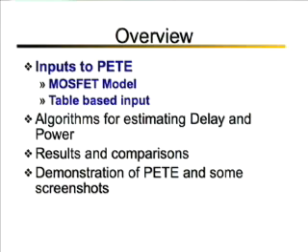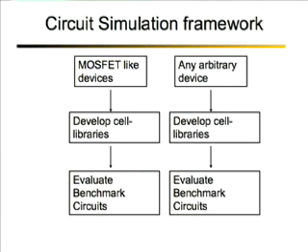So first, let's look at the input to the tool. We'll talk about a MOSFET-like model and a table-based input model. The tool can essentially work with two kinds of data input. One is a MOSFET-like device, which is characterized by a subthreshold slope, a VT, R-on, a mobility, and several other parameters, which we believe can efficiently capture the essence of any MOSFET-like device. Then we will develop a set of cell libraries with these devices, which are the basic elements for developing a digital circuit and a system. And then we will evaluate some benchmark circuits with these cell libraries.